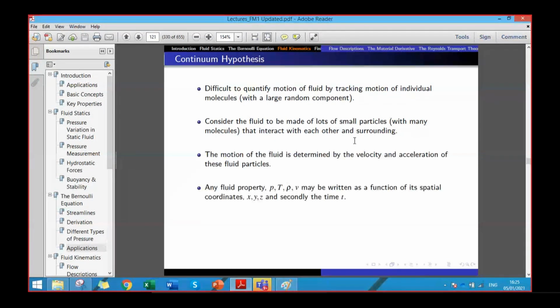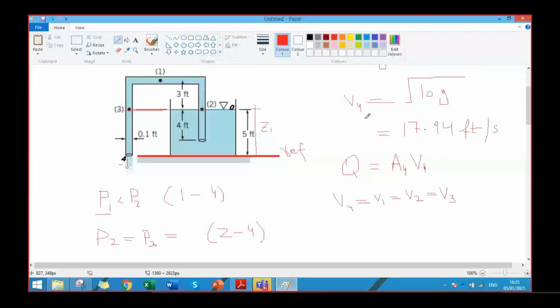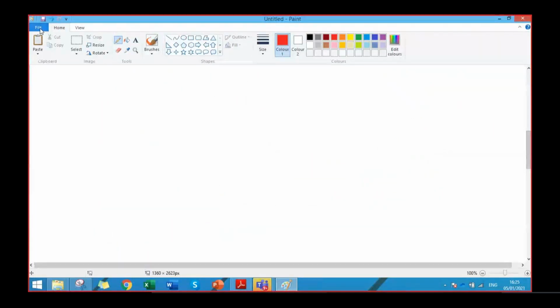So the motion of the fluid is determined by the velocity and acceleration of the particle. So the motion is always defined by velocity. So velocity is a very important property for any fluid motion. And we know that fluid properties change with location as well as with time. Let's say if we talk about the fluid velocity, it will be a function of x. It will change with the y coordinate, it will change with the z coordinate, and it will also change with time.